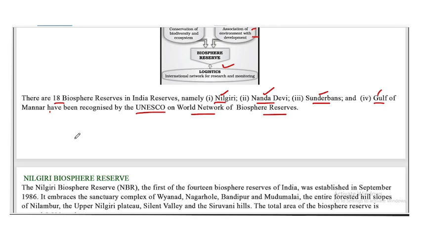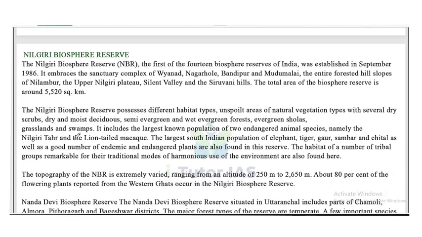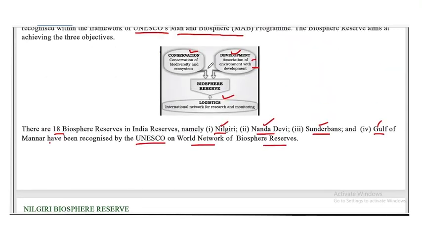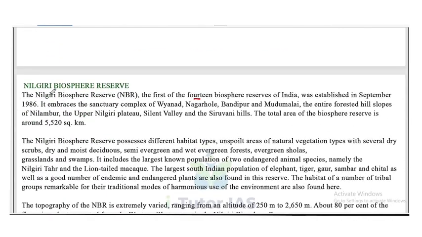Now let's discuss the Nilgiri Biosphere Reserve. The Nilgiri Biosphere Reserve is the first of the 18 biosphere reserves of India. Earlier it was 14, but it is now 18 biosphere reserves. It was established in September 1986.